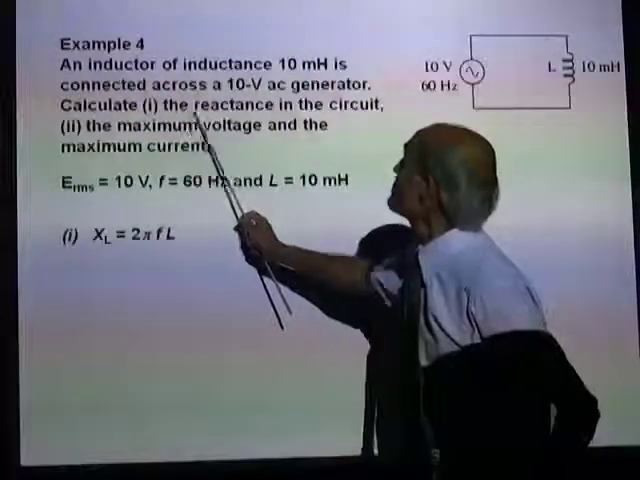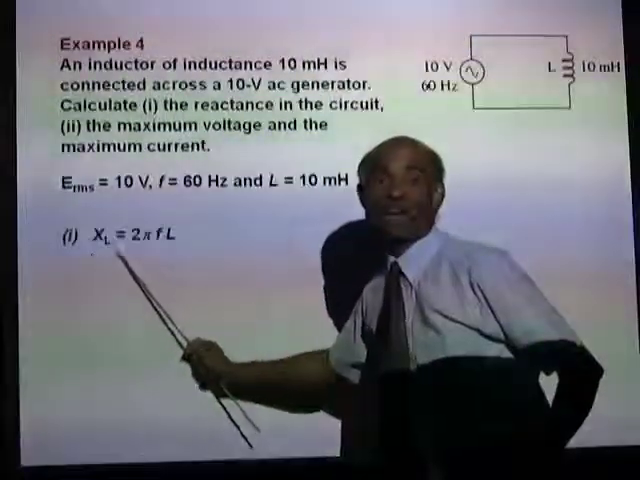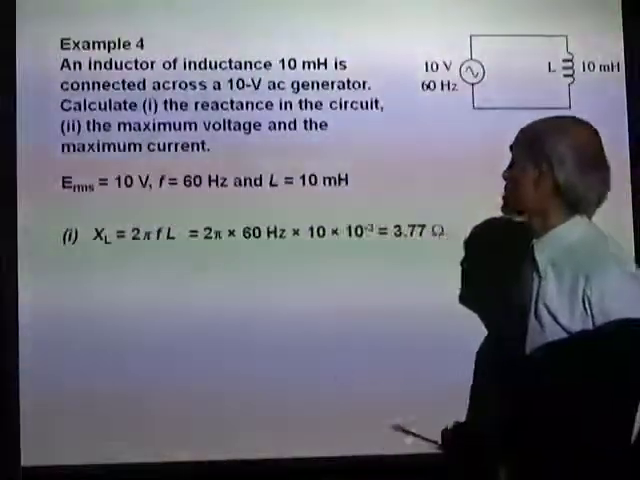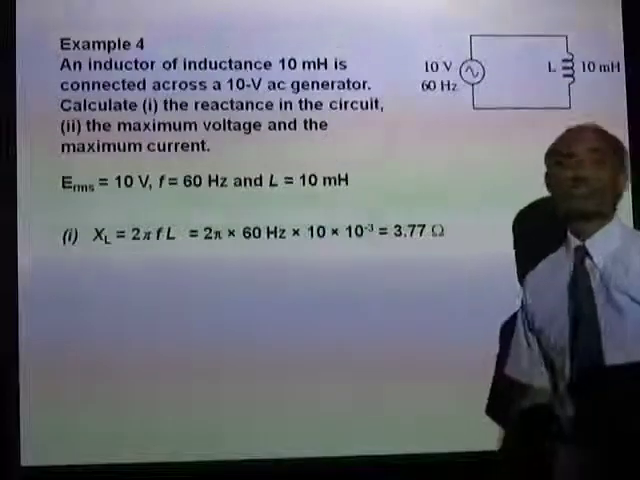We want to calculate the reactance. The reactance XL is 2πFL. We have all these quantities, and that is 3.770 ohms.